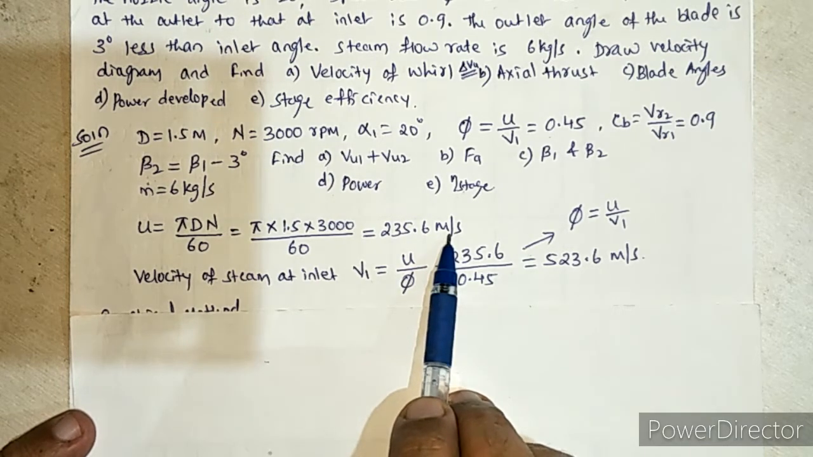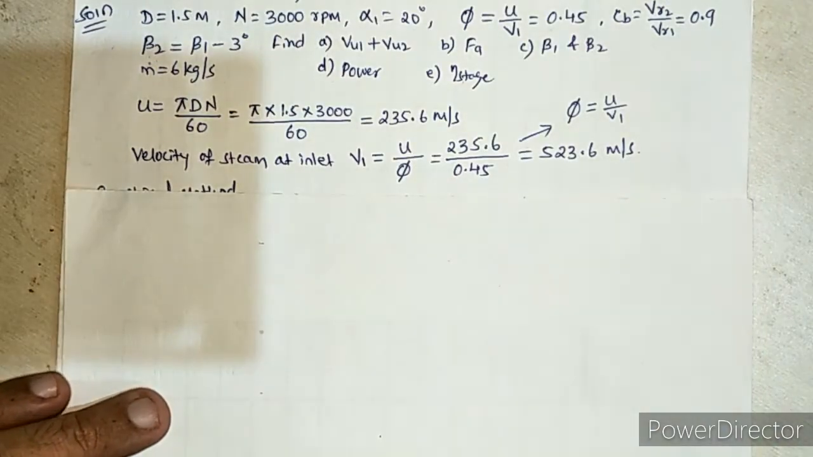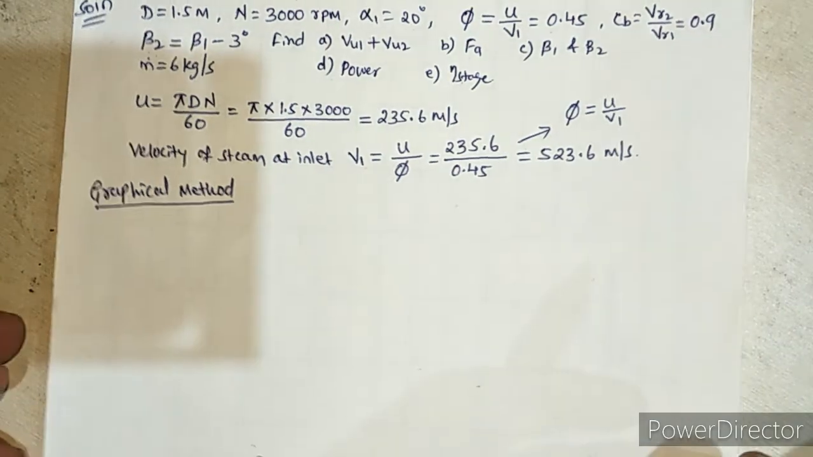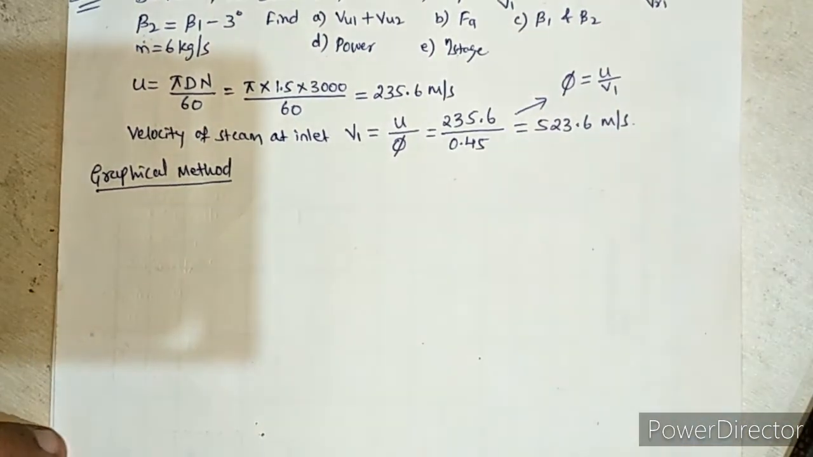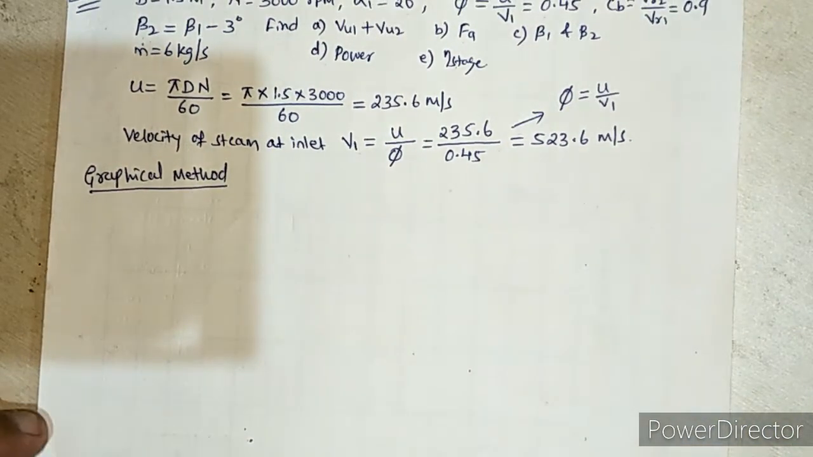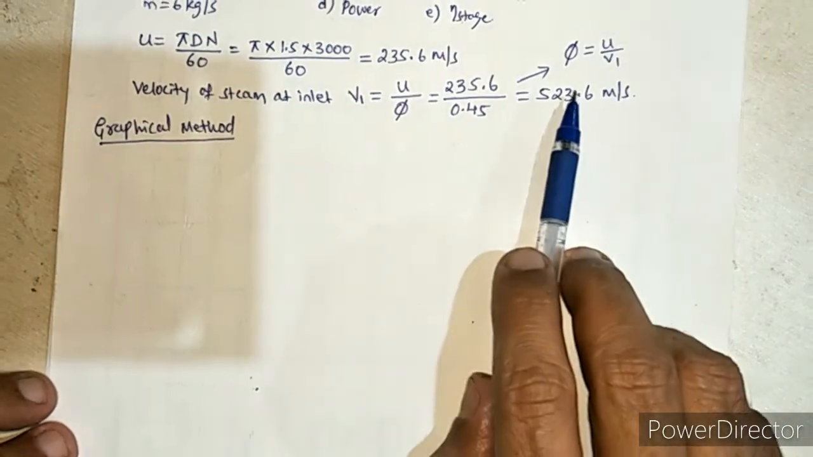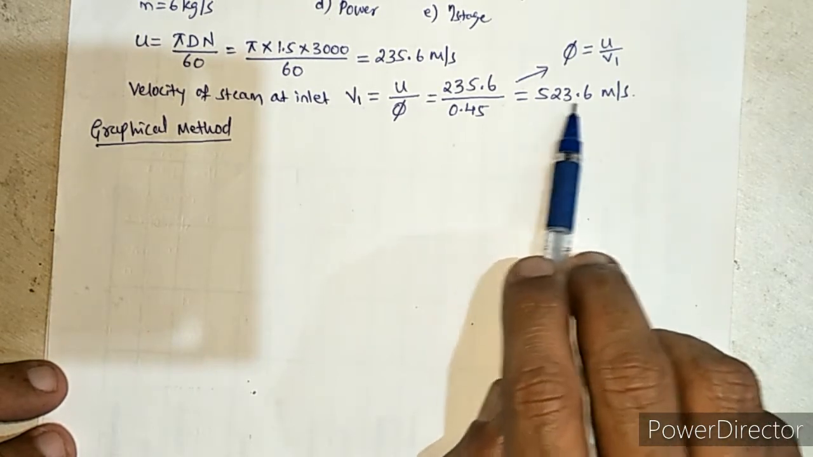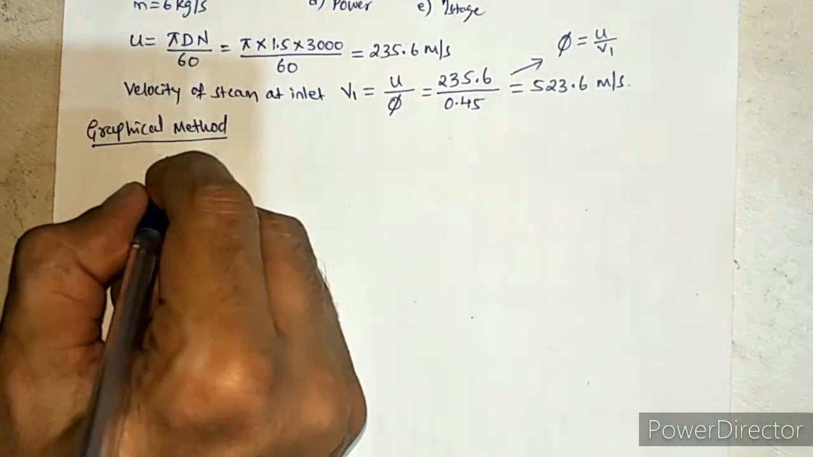So we will solve the problem by graphical method here. Okay, so I am going to draw the velocity triangle here, right? And we will solve this by graphical method. So first we need to choose the scale. So here the maximum magnitude of v1 is 523.6 meters per second. So this is the maximum value. So accordingly we need to choose the scale. So I will choose the scale.